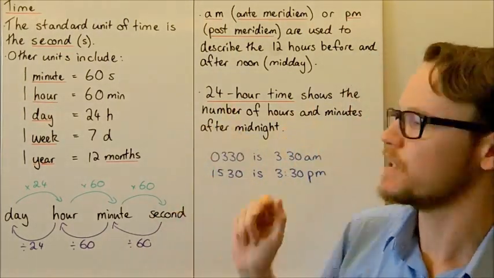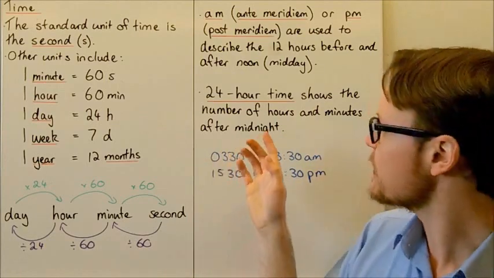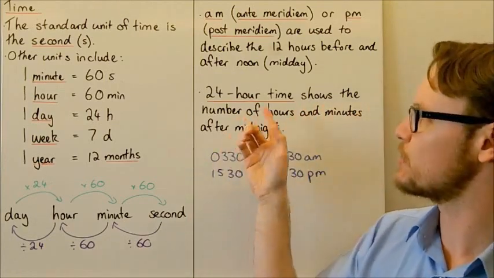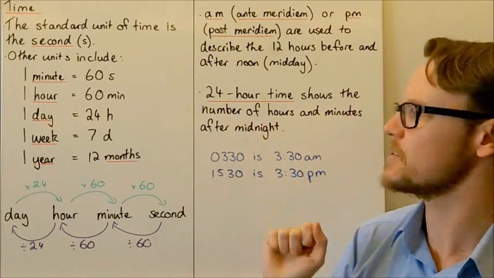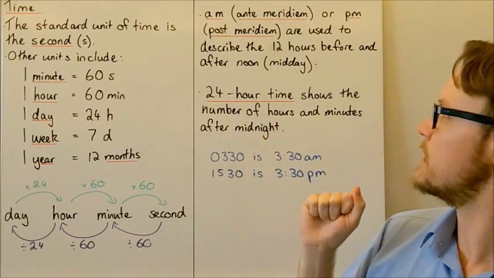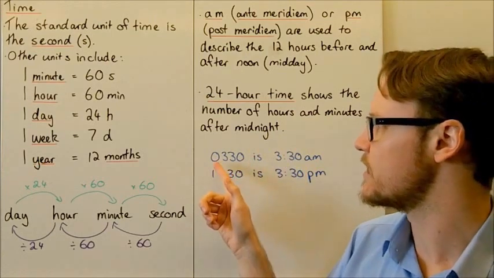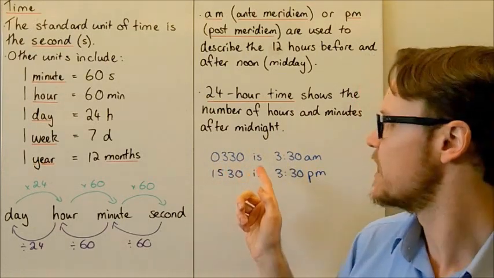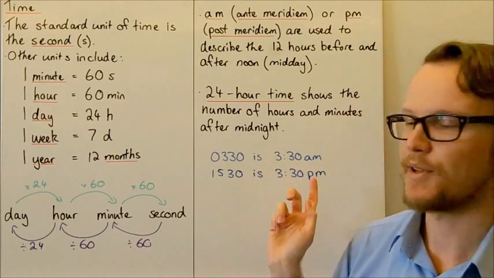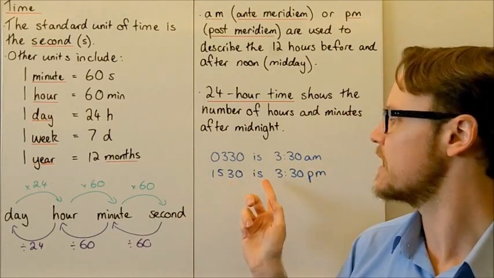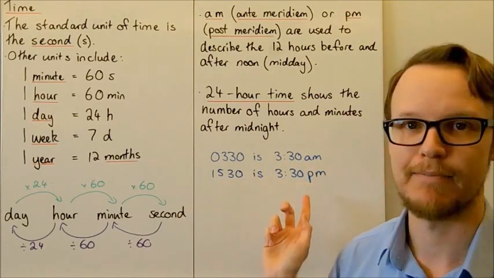We can also use 24-hour time, which does away with that, and shows the number of hours after midnight. So the hours and minutes after midnight. So if we're looking at 0330 hours, that is the same as 3:30 AM. 1530 hours is 3:30 PM.